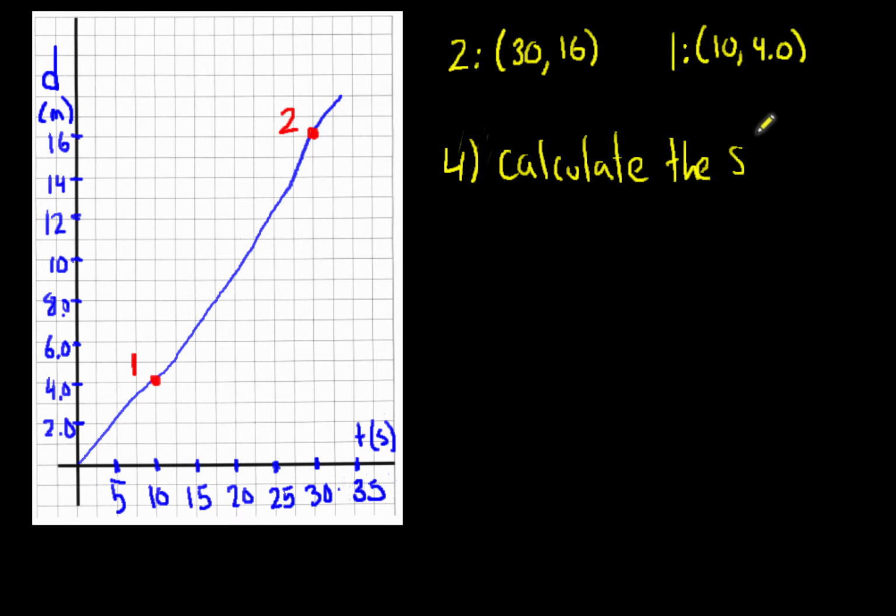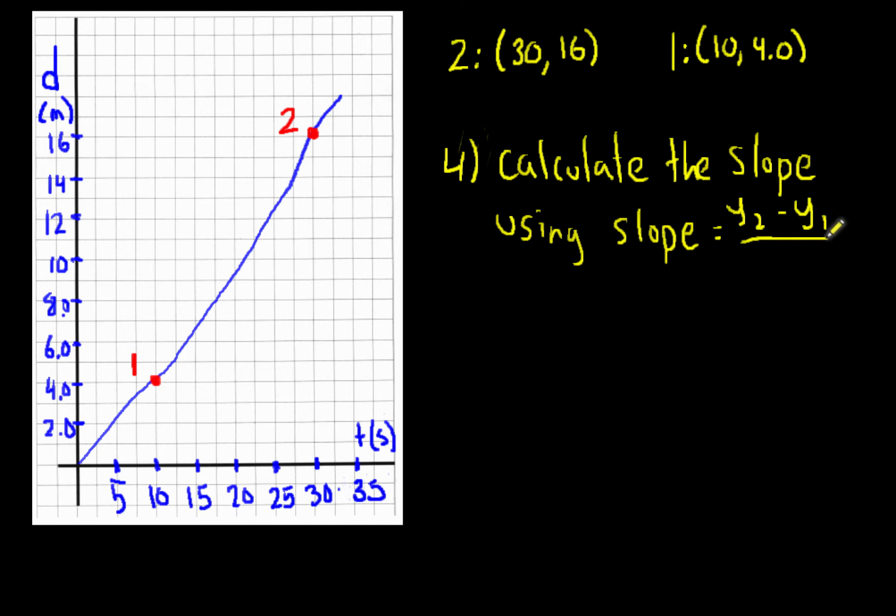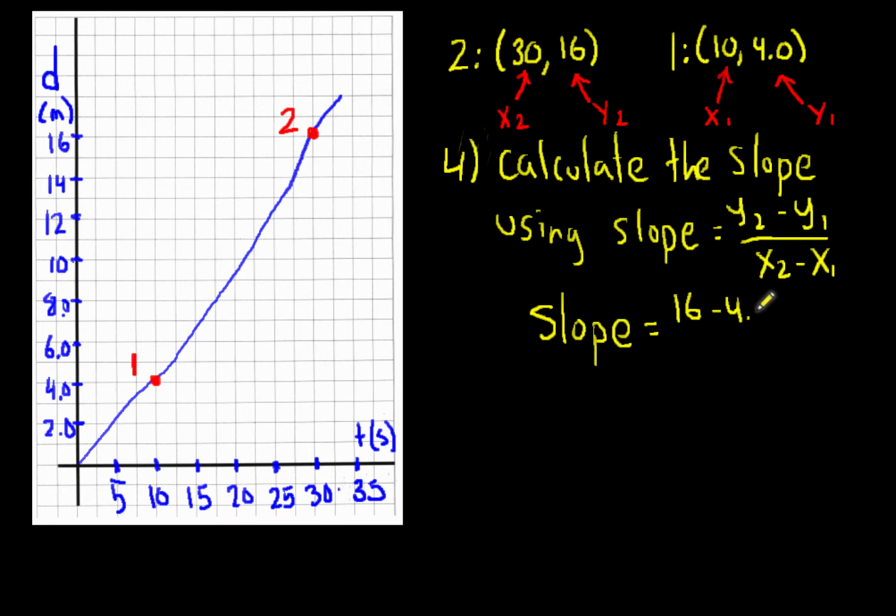The next step in calculating slope is to calculate the slope using the slope formula. Slope equals y2 minus y1 over x2 minus x1. On my second point, x2 and y2 are labeled. On the first point, x1 and y1 are labeled. Slope of this graph is equal to 16 minus 4, the 2 y values subtracted, divided by 30 minus 10, the 2 x values subtracted.